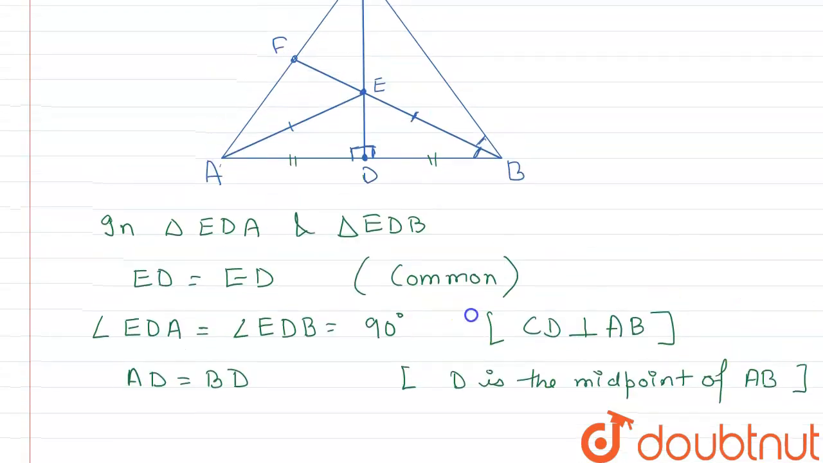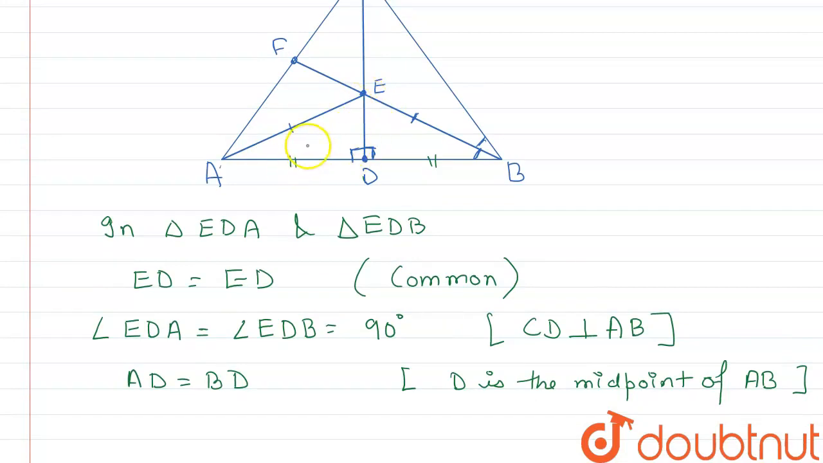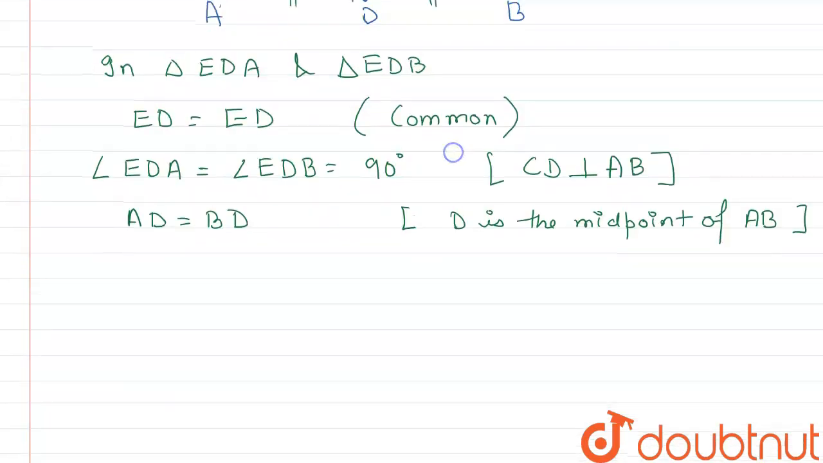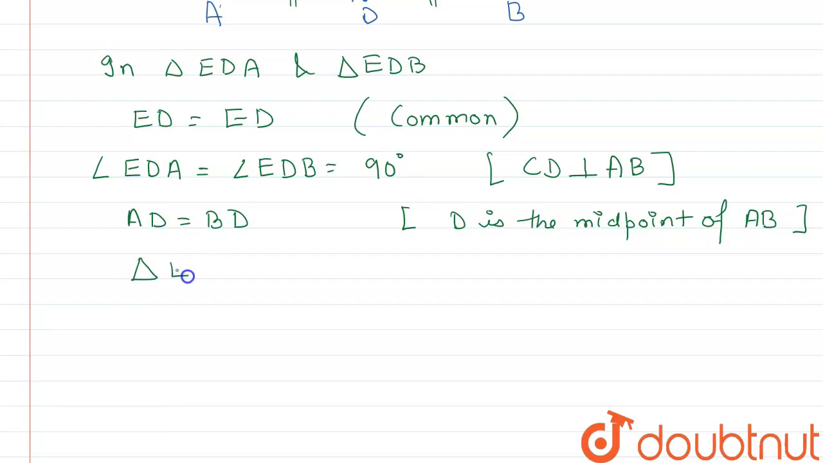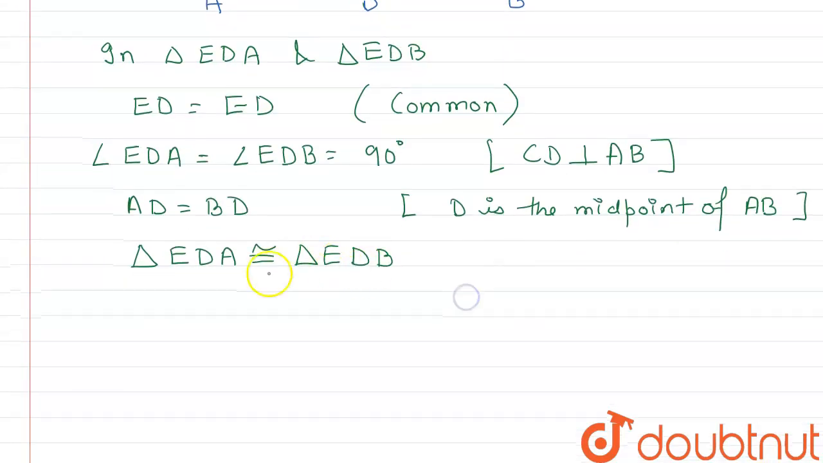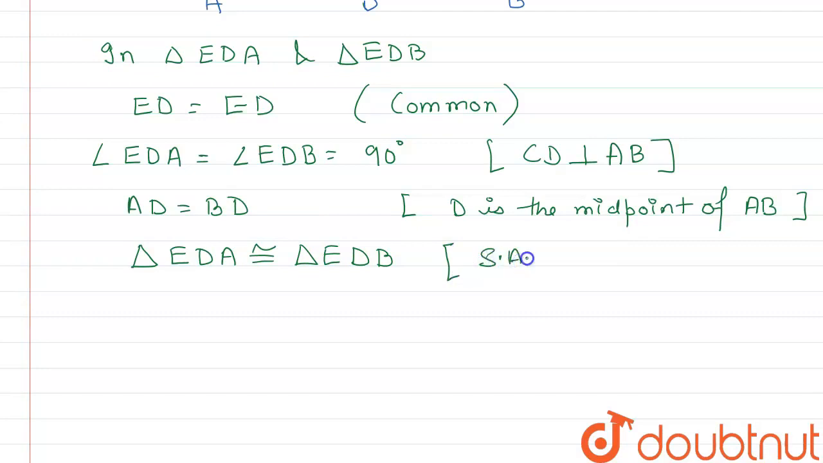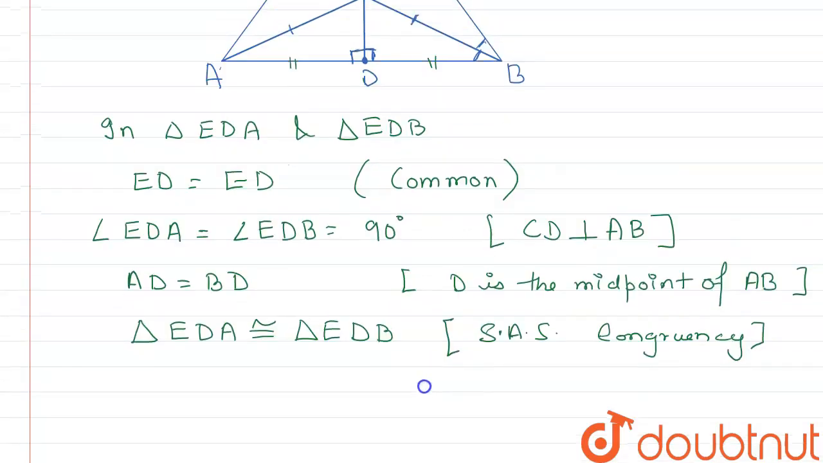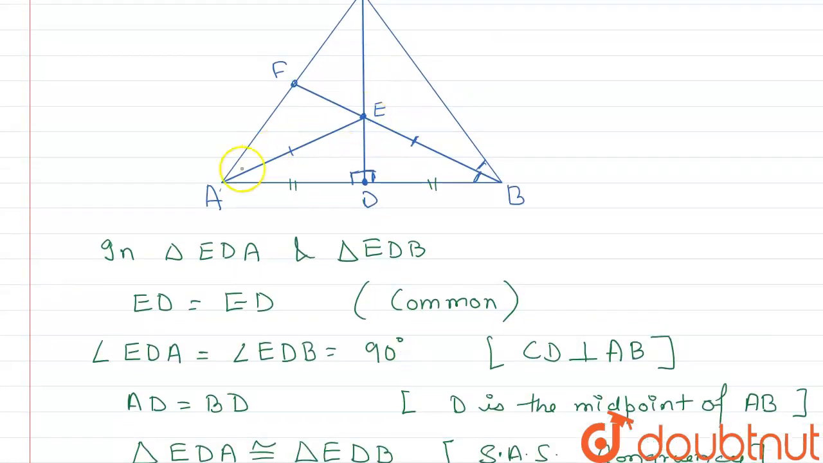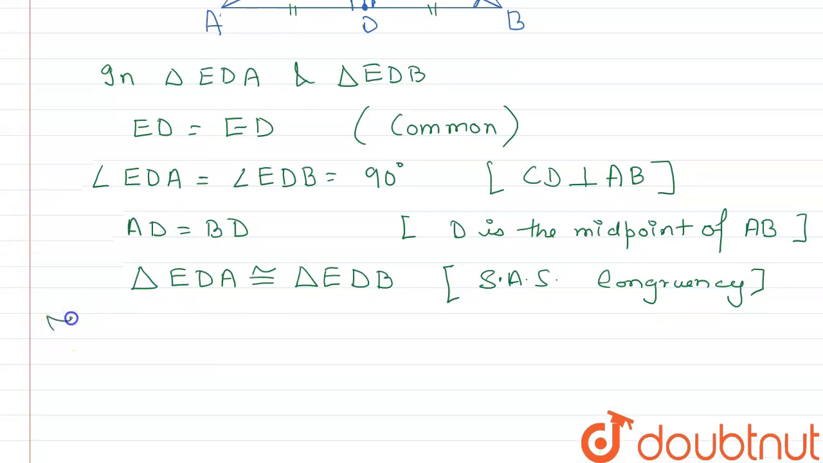So now here by SAS congruency these two triangles are congruent. Triangle EDA and EDB are congruent. So now here we say that triangle EDA is congruent to triangle EDB by SAS, that is side angle side congruency. Now if these two triangles are congruent, then we say that EA is equal to EB.